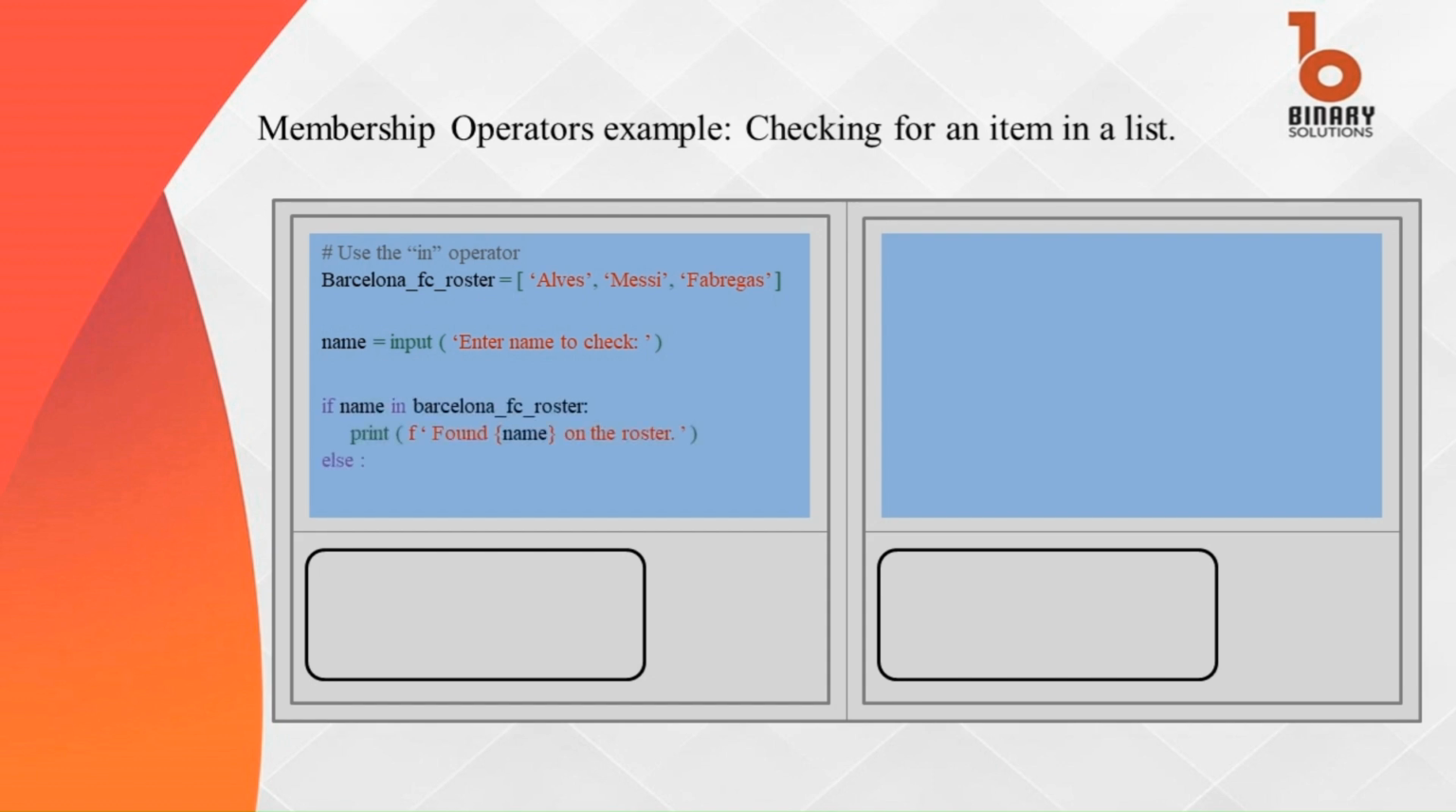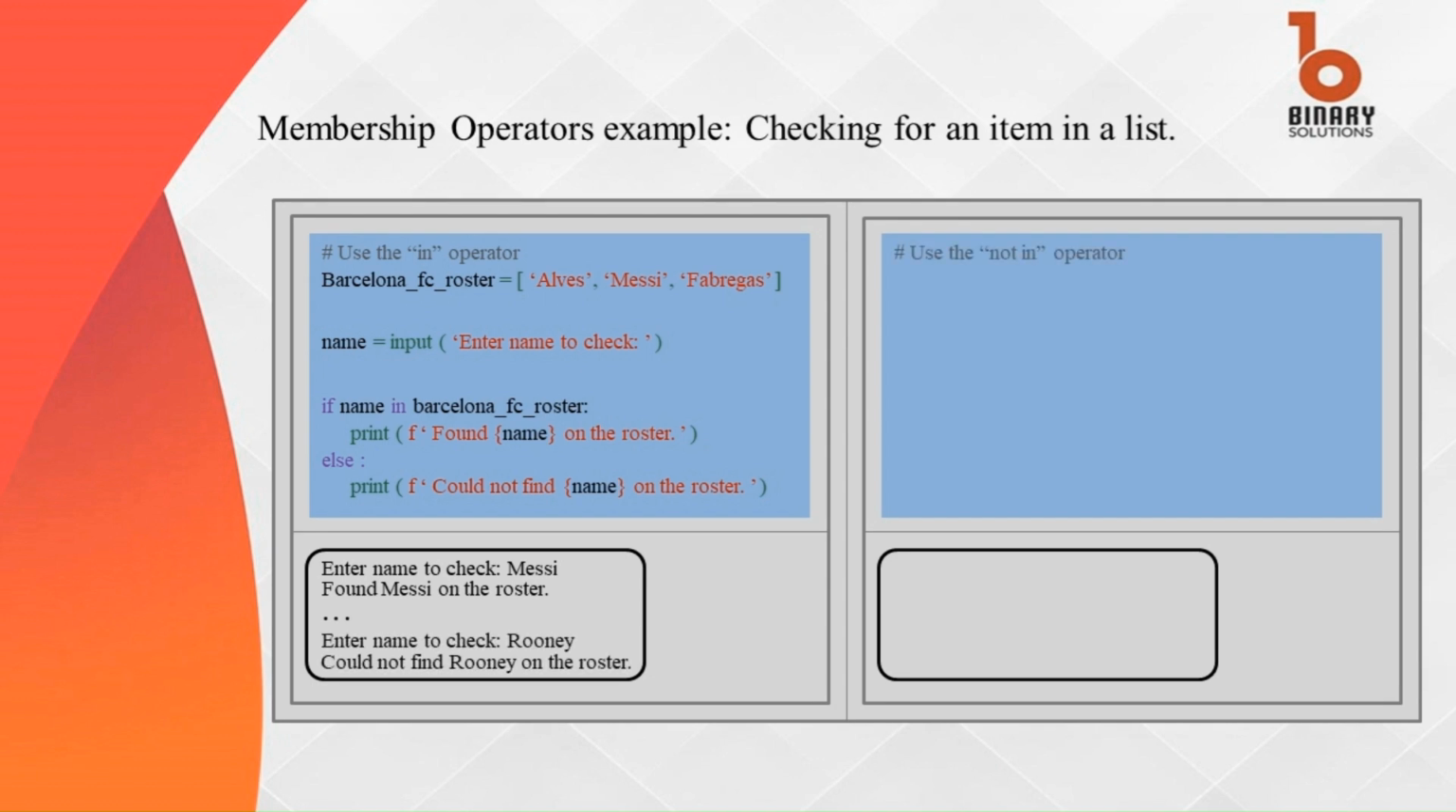If the name is found, the program outputs a message saying, "Found name on the roster." If the name is not in the list, it outputs, "Could not find name on the roster." Next, the program demonstrates the opposite check using the not in operator. In this case, the program checks if the input name is not in the list.